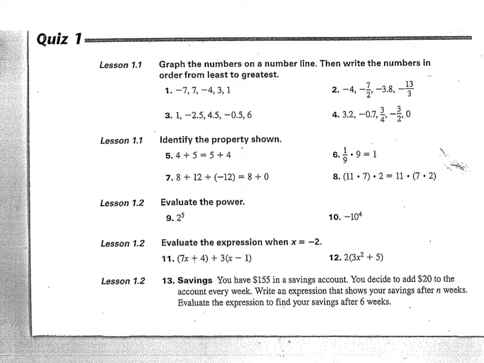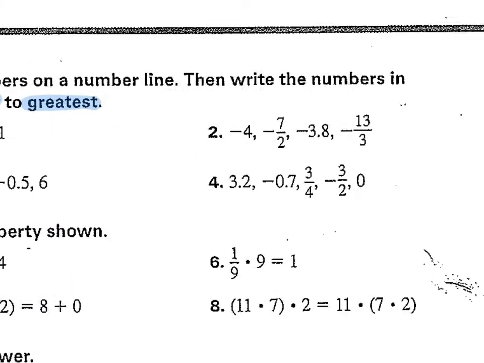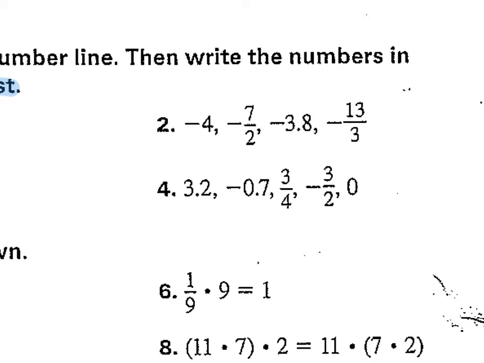In our first few problems, we simply want to order these numbers from least to greatest, so smallest to largest. Please pay very close attention to the numbers. Okay, so you've got negative 7, 7, negative 4, 3, and 1. On this one, it's negative 4, negative 7 over 2, negative 3.8, and negative 13 over 3. Now, what I highly recommend is that you change these fractions into decimals.